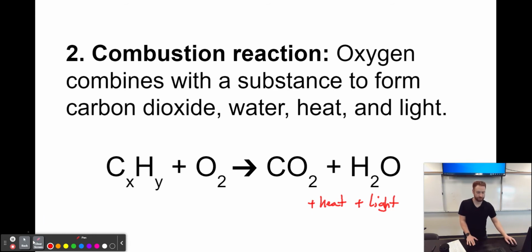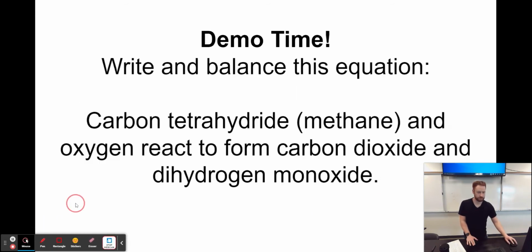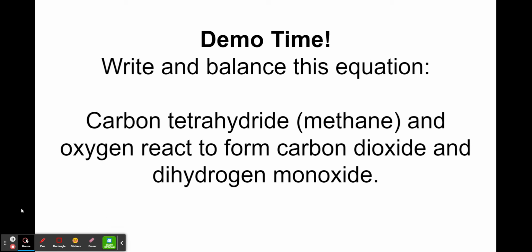So the example that I'd like you to work on for the next couple of minutes, writing it and balancing it, is the reaction of carbon tetrahydride, also known as methane, and oxygen to form carbon dioxide and dihydrogen monoxide. So pause the video, write that out, balance it, and then play the video when you want to check your work.